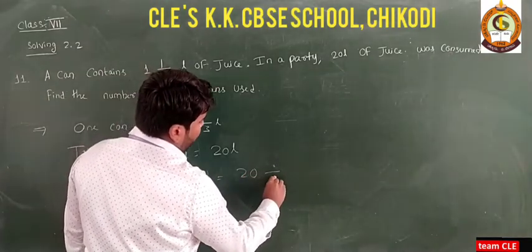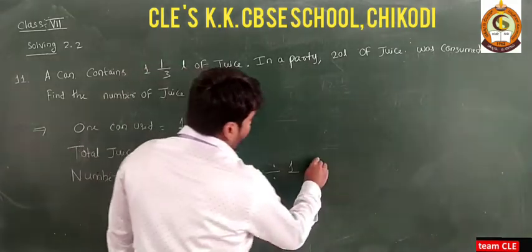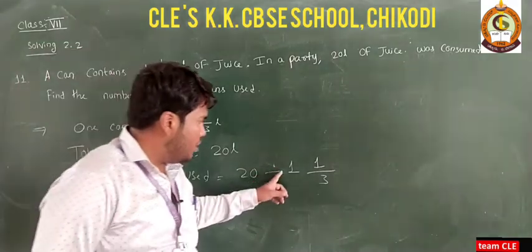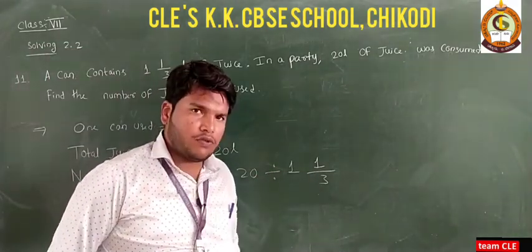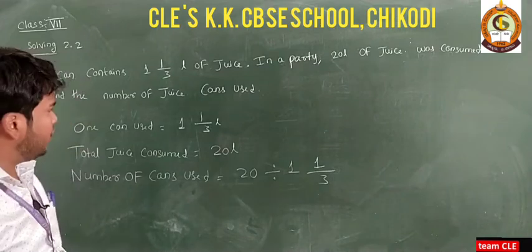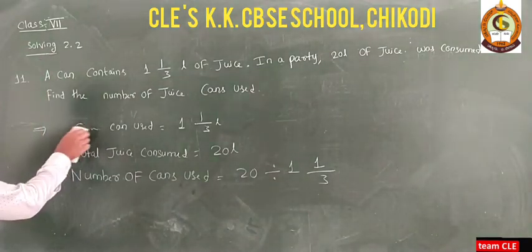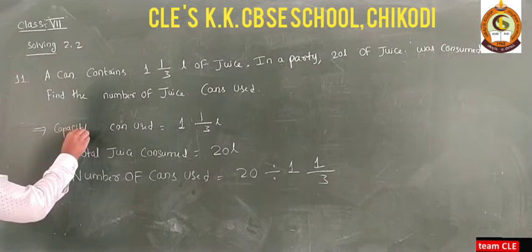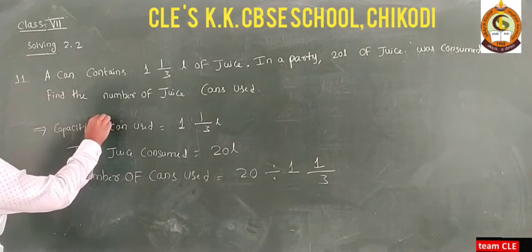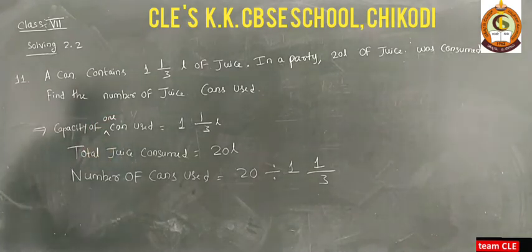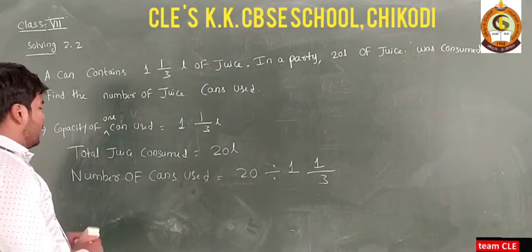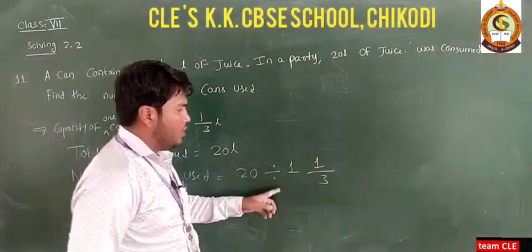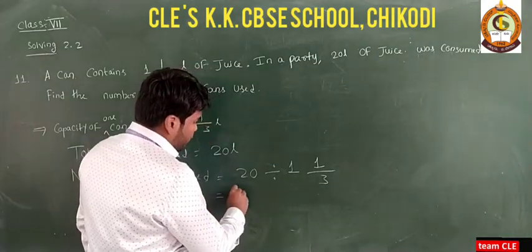So 20 divided by 1 integer 1 by 3. So this thing you have to do. It means 20 divided by 1 integer 1 by 3. So the first thing they have given is the capacity of 1 can. You have to write the capacity of 1 can. The capacity of 1 can is 1 integer 1 by 3 liter. Total juice consumed is 20 liter. Number of cans used is 20 divided by 1 integer 1 by 3. Okay dear students, so this is 20.